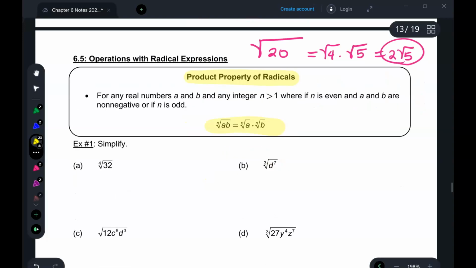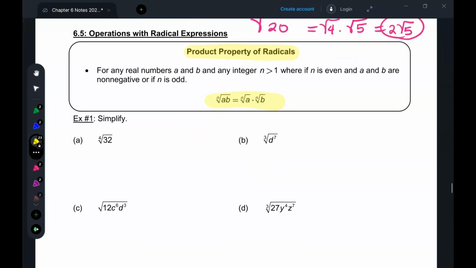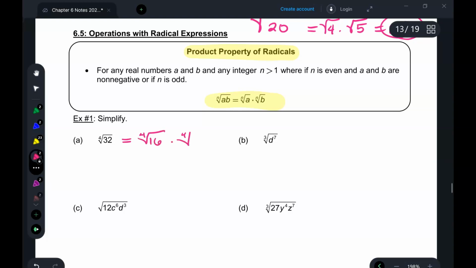Okay, 4th root of 32. Now, I have 2 ways I can do this. I can either do a factor tree, or I can think of, is there a 4th root of something that goes into 32? 16 and 2. Now, I could have done a whole factor tree, and 32 would have ended up being 2 times 2 times 2 times 2, 5 times.